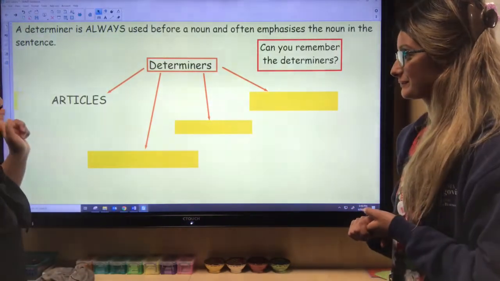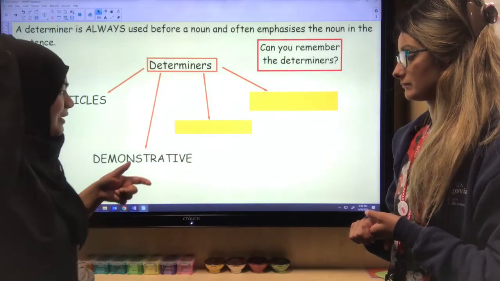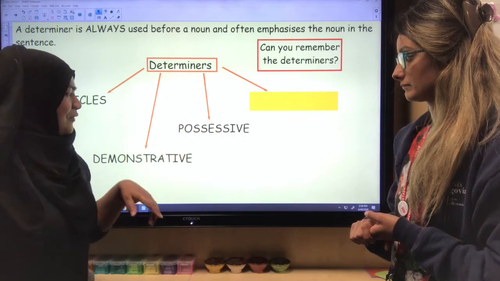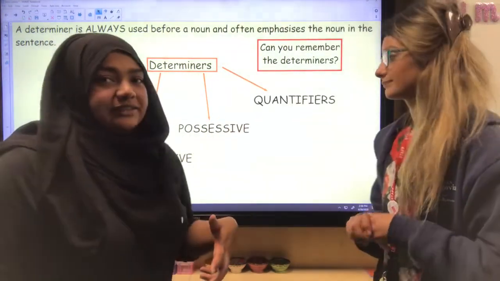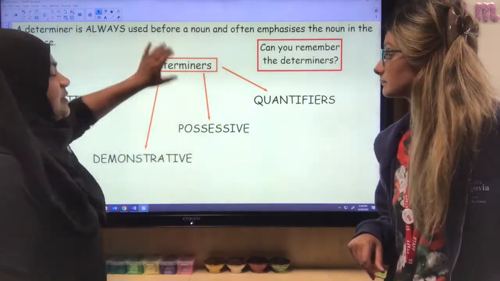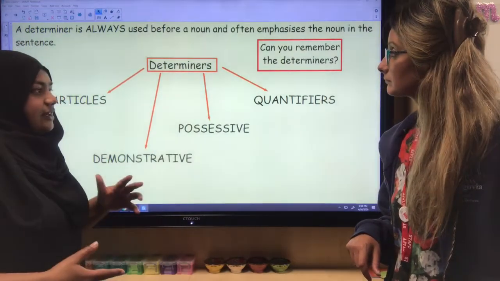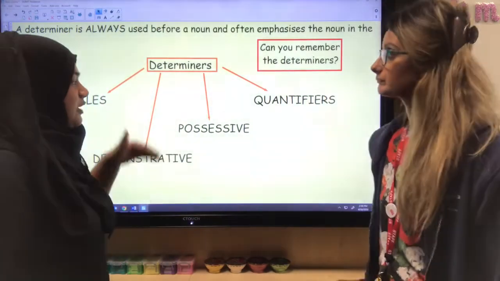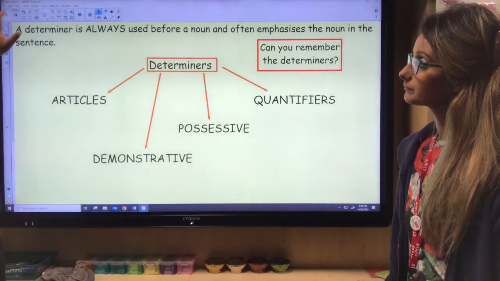So we've got articles. We've got demonstrative determiners, so a nice piece of alliteration there. We've got possessive determiners. And we've also got quantifiers, okay? So those are the 4 different types of determiners. And determiners is an umbrella term, and these are the 4 different types. So during the next sequence of lessons, we'll be going through each different type, just to clarify your understanding. So we'll begin with articles.